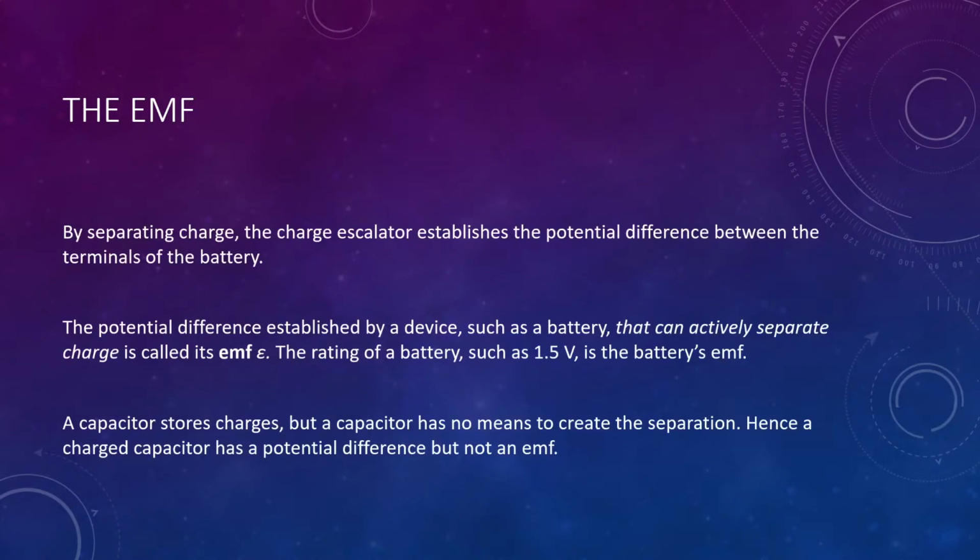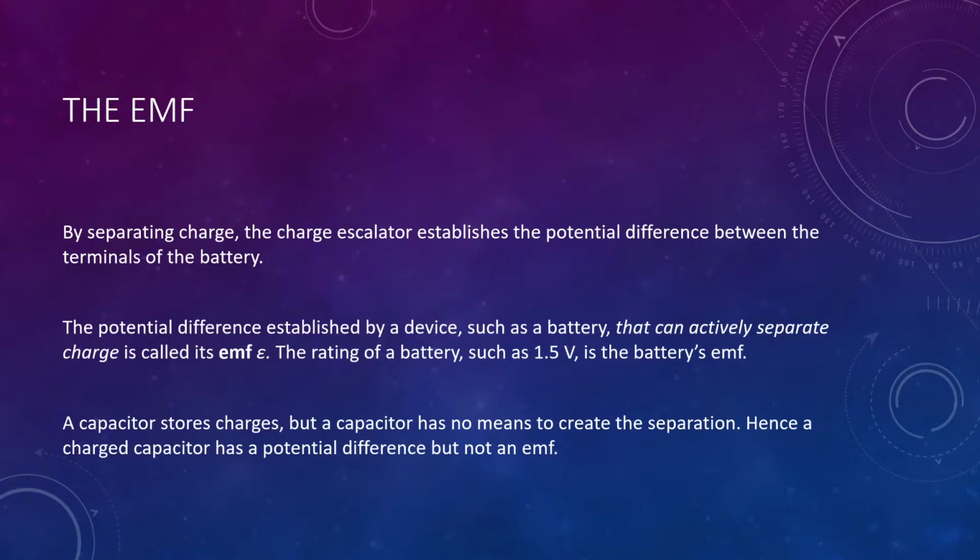Well, we are going to make one new definition here, and this is one that I always thought was kind of odd. It's one that I didn't understand well when I was a student as well. But when you separate charges, by definition, you establish a potential difference. We talked about this several lectures ago, but if you actively separate charge, that is what causes the potential difference.